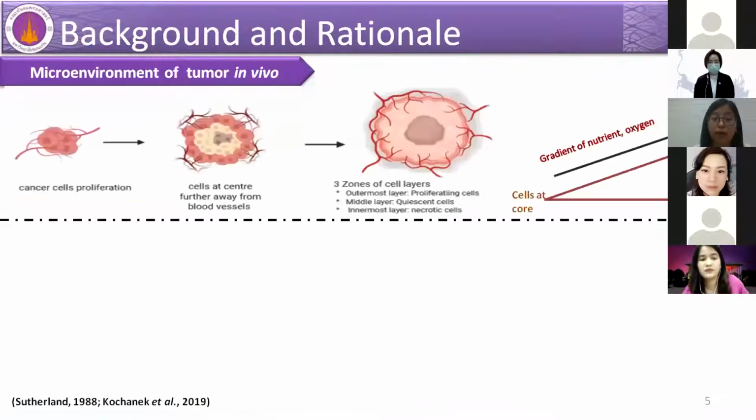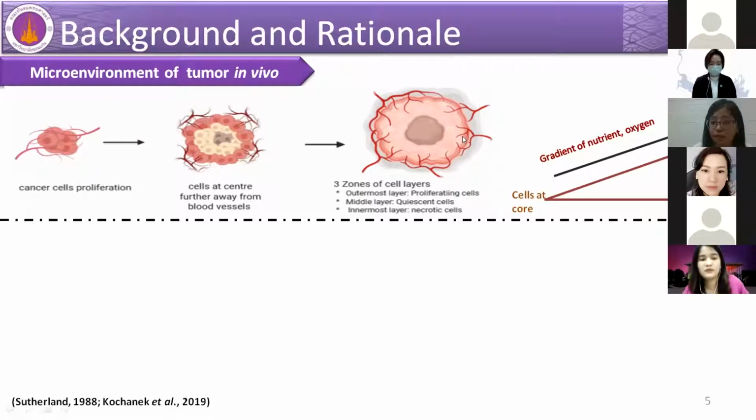If we have a look at the microenvironment of tumor in vivo, we can see that the cells proliferate, and with time, they become compact, and they develop a nutrition gradient like this, whereby it's minimum at the center and high at the periphery. Hence, they develop necrotic cells at the center, surrounded by the quiescent cells, and then actively proliferating cells at the periphery.